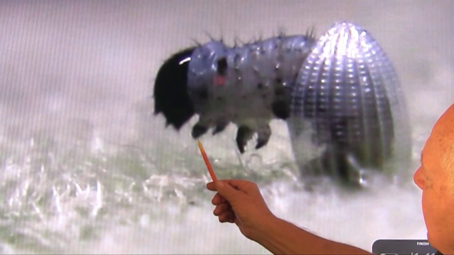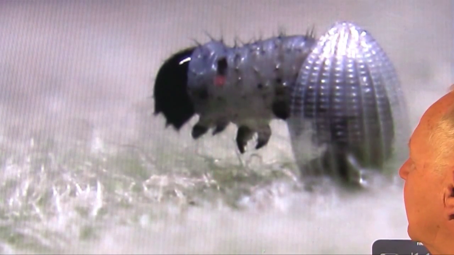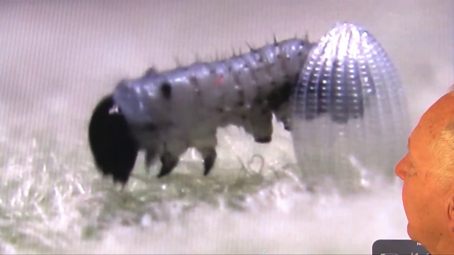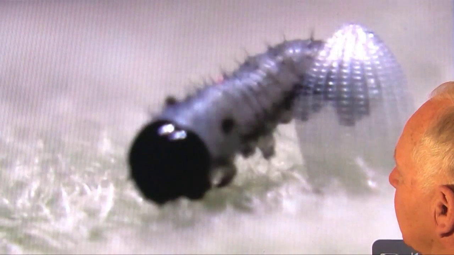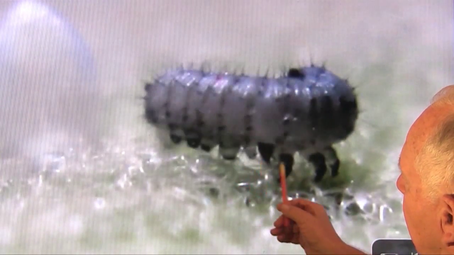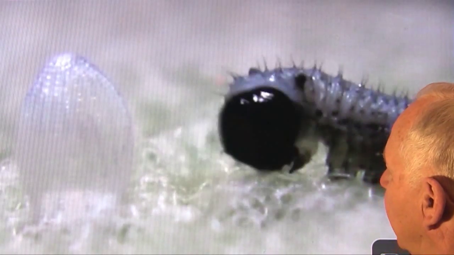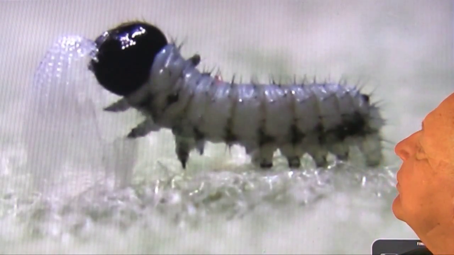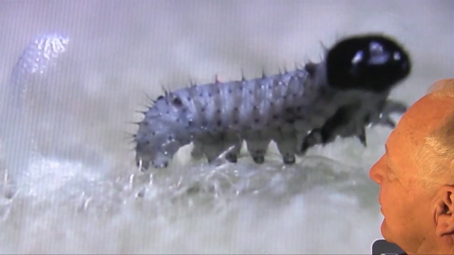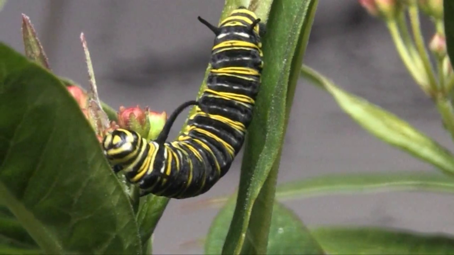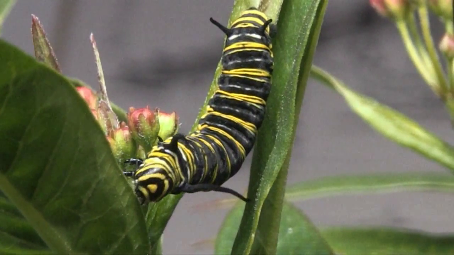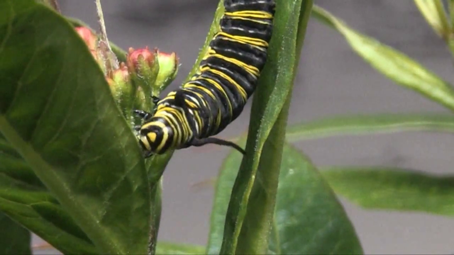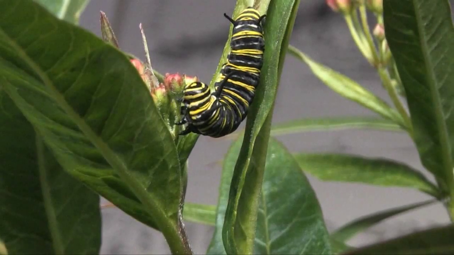You can see 3 pairs of true legs on the front part of the little caterpillar. You can also see a number of prolegs on the hind end of the caterpillar. The first thing it does after it emerges, it eats the protein-rich egg case. The rest of its diet is rich in carbohydrate, low in protein. That would be the milkweed leaves itself.